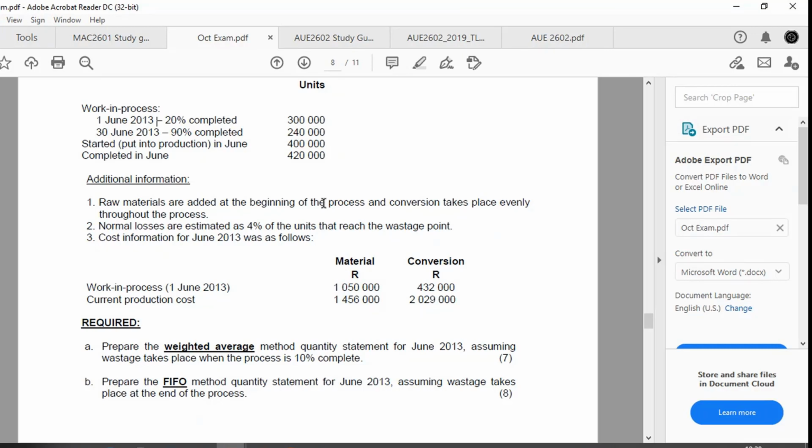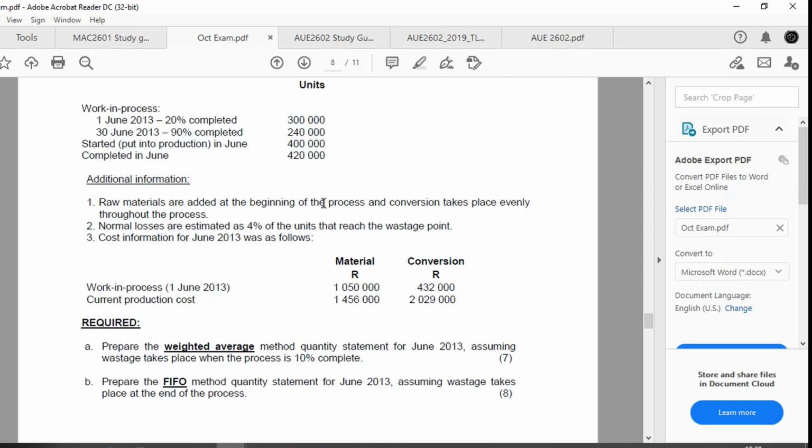So what you've been asked is to prepare a weighted average method quantity statement, assuming the wastage point is 10%, that takes place when the process is 10% complete. And you must prepare your first in, first out, assuming that wastage takes place at the end of the process. So guys, can you try this one?